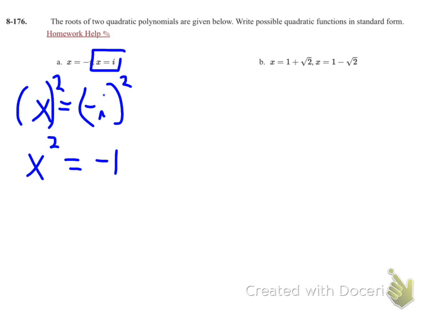If I used this root, I would have the same thing, because I would have x equals i, and when I square both sides, I would still get x squared equals negative 1. So it doesn't matter which root we pick, we're getting the same answer regardless.